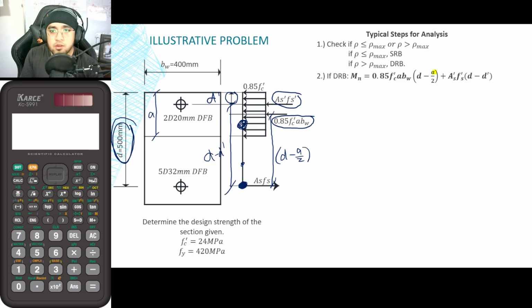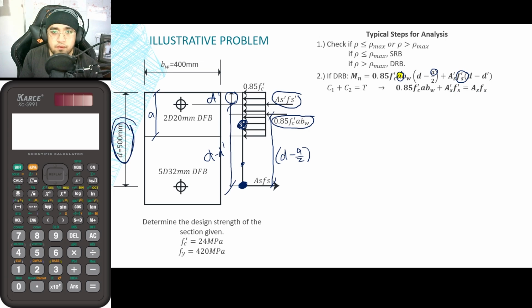We do not even know the value of fs prime. And of course, the value of A. Okay? So once again, we do not know this particular value. So we do not know this value, and even this value.